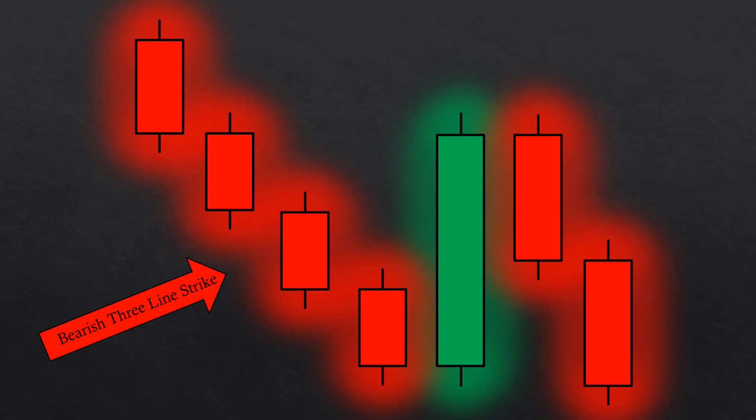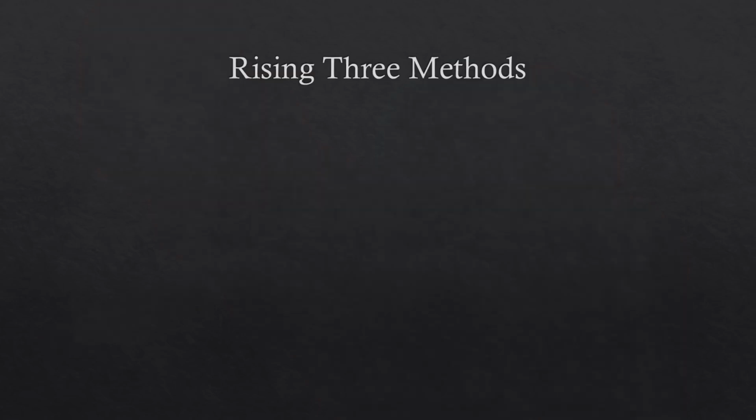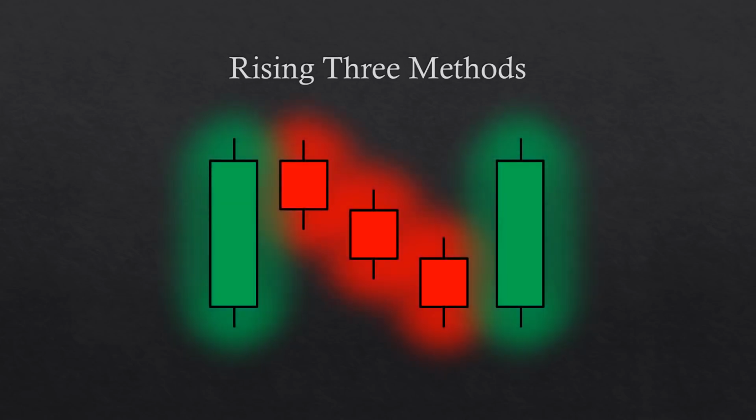Next, we have the final 4 candlestick patterns that are formed by 5 candles. The first pattern is called Rising 3 Methods, which is a bullish continuation pattern formed by 1 medium-sized bullish candle, followed by 3 small bearish candles, given that the third bearish candle closes where the first bullish candle opened. The last candlestick in the pattern is formed by a medium-sized bullish candle like the first candlestick in the pattern.